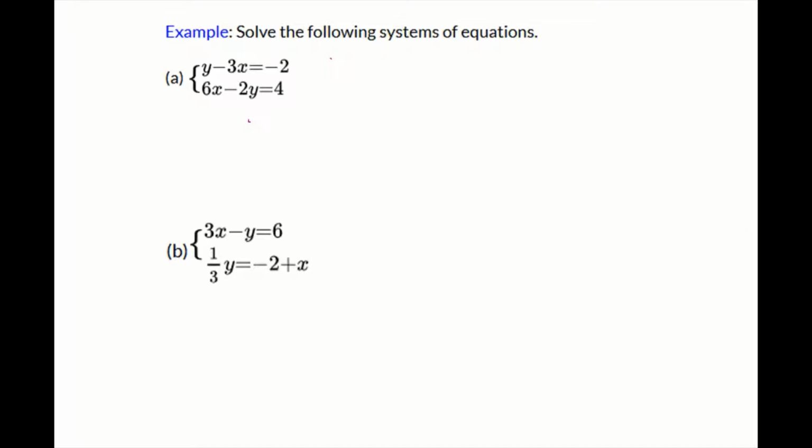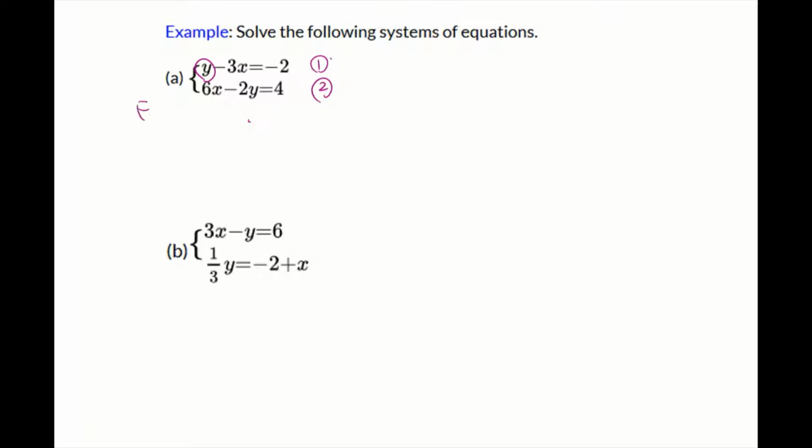Let's look at two special cases. Example, solve the following systems of equations. Let's look at problem A first. I will solve this equation by substitution because y in the first equation, I'll mark it equation 1 and equation 2, y in the first equation is pretty easy to be left by itself.